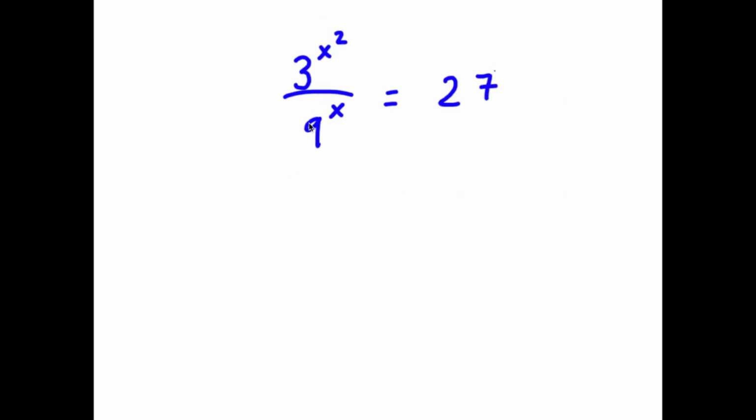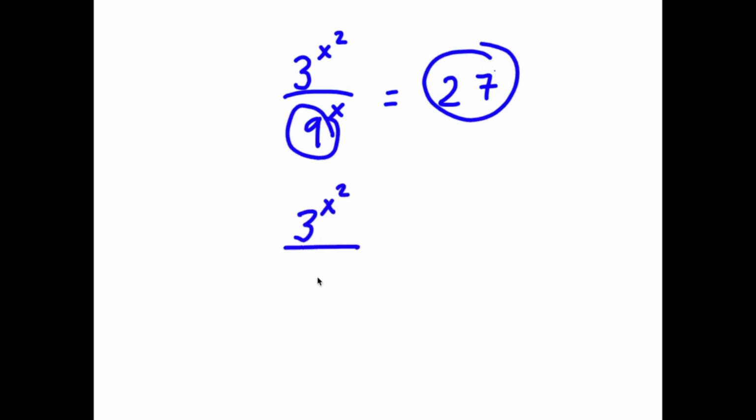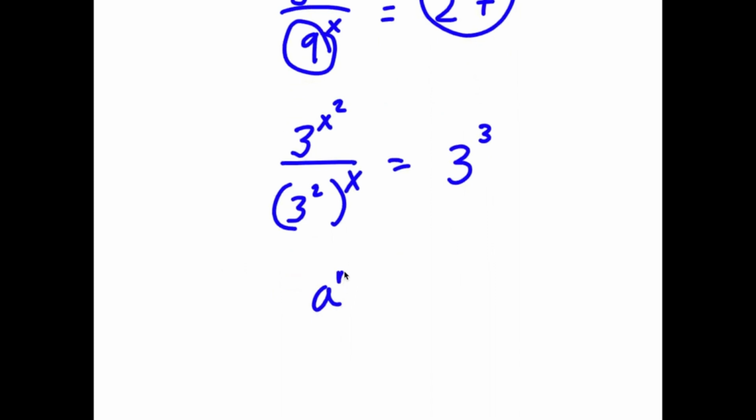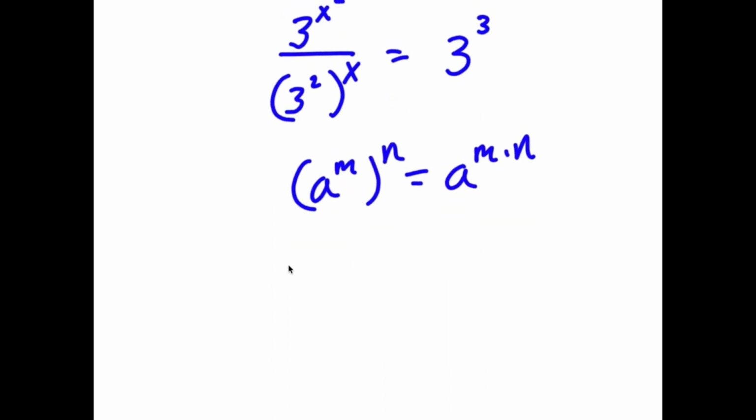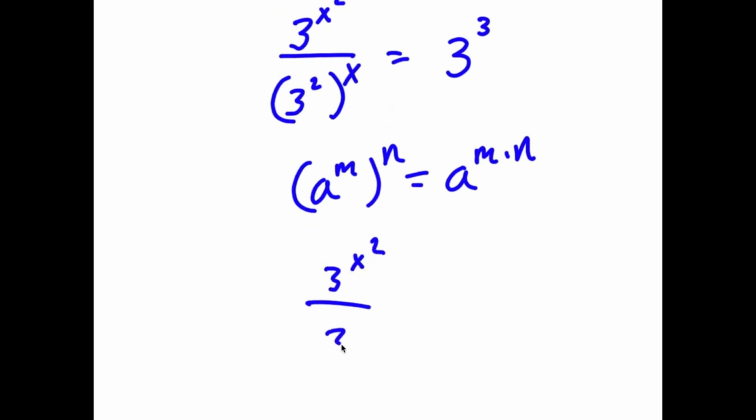Alright, so in this problem, I have 3 to the power of x squared over 9 to the power of x is equal to 27. So I'm first going to start by rewriting 9 as 3 squared and 27 as 3 cubed. So now I have 3 to the power of x squared over 3 squared to the power of x is equal to 3 to the power of 3. Now, if I have something in the form a to the power of m to the power of n, this is equal to a to the power of m times n. So 3 to the power of 2 to the power of x, that's going to be equal to 3 to the power of 2 times x, which is 3 to the power of 2x. This is equal to 3 to the power of 3.